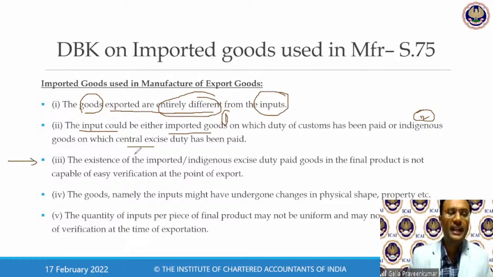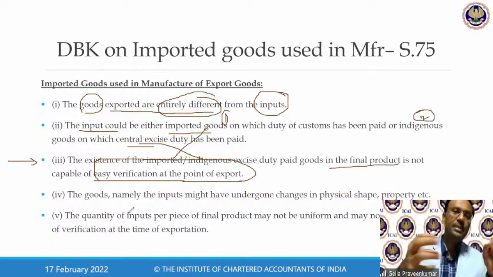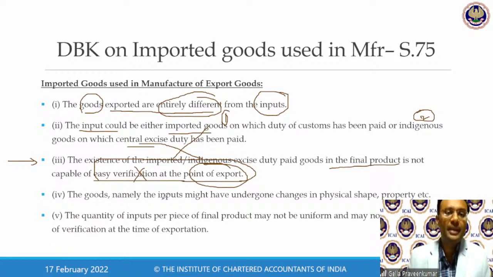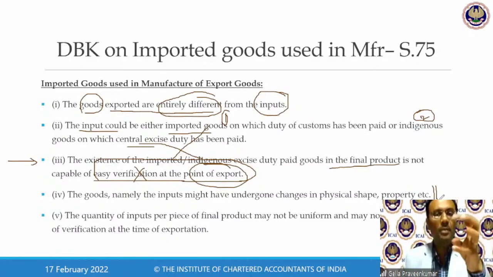Point number 3. The existence of this imported duty-paid goods or this excise-paid goods in the final product is not capable of easy verification at the point of export. So the government says, look, you have imported some compounds, and you have used some compounds which are domestically procured. These two compounds which have been used, I cannot verify at the point of export. The goods, namely inputs, might have undergone changes in physical shape, property, etc. The quantity of inputs per piece of final product may not be uniform and may not be capable of verification. I cannot quantify, I cannot measure, I cannot easily compare how many components are there in the final product.